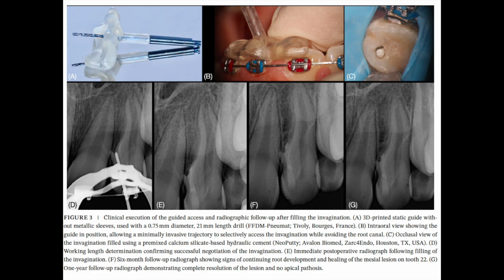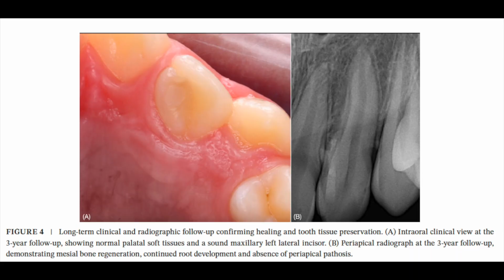The invagination was filled with a premixed bioceramic calcium silicate-based material during the same visit, and the access cavity was restored with resin composite. At 36 months, a 3-year follow-up, the patient remained asymptomatic with no pain or swelling. The tooth was not mobile and the palatal sinus tract had healed. Pulp health was confirmed by positive thermal and electric tests.